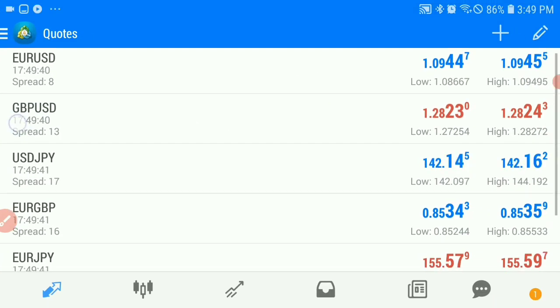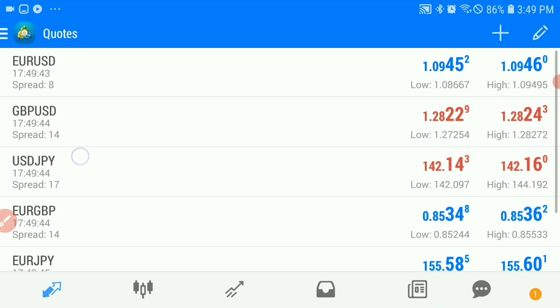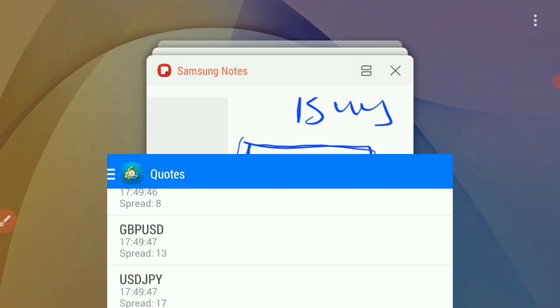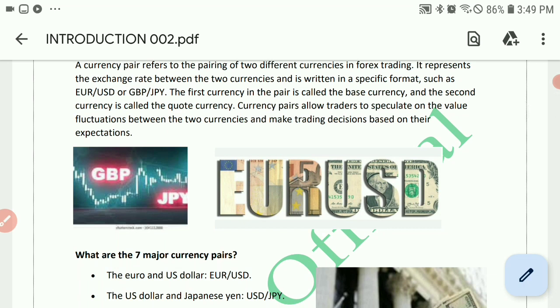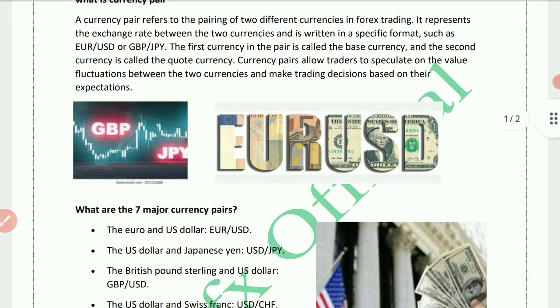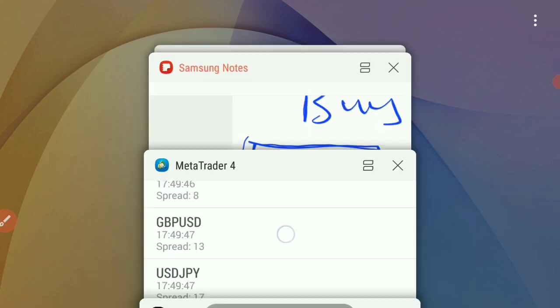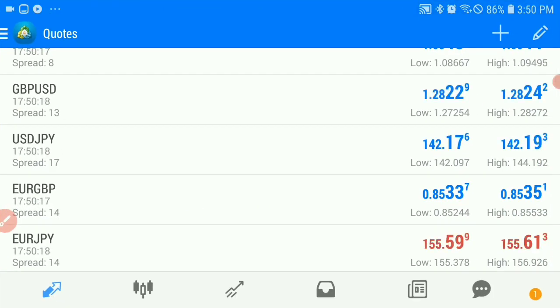Look, as you can see, this is GBP/USD, USD/JPY, EUR/GBP. Currency pairs allow traders to speculate on the value fluctuation between the two currencies and make trading decisions based on their expectations. Like if you study the euro in their country, or if you study the USD in their own country, then you will check the market. How is it going to move?